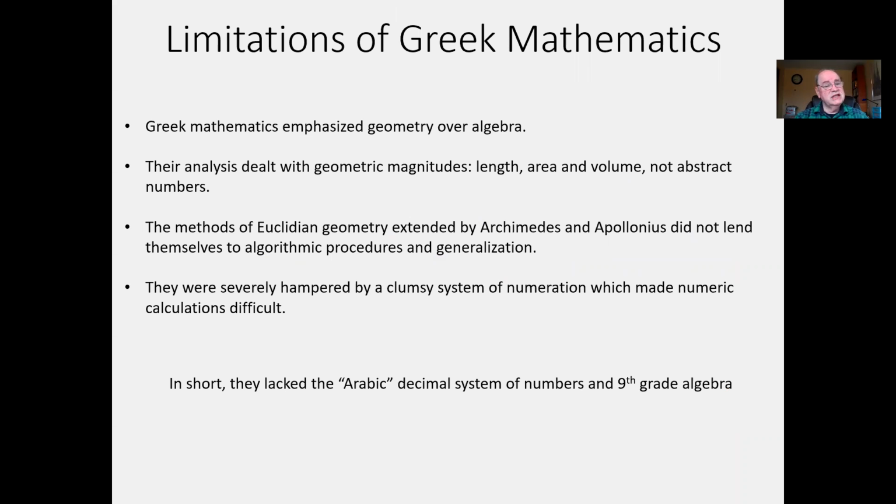Well, they had some very severe limitations. One particular is that they always emphasized geometry over algebra. Geometry was much more important to them, and they developed geometry much more than they developed the algebra. For example, in their work, they always thought of their numbers and their figures in terms of lengths and areas and volumes, not just as abstract numbers. For example, you couldn't multiply the length of a line times the area of a square.